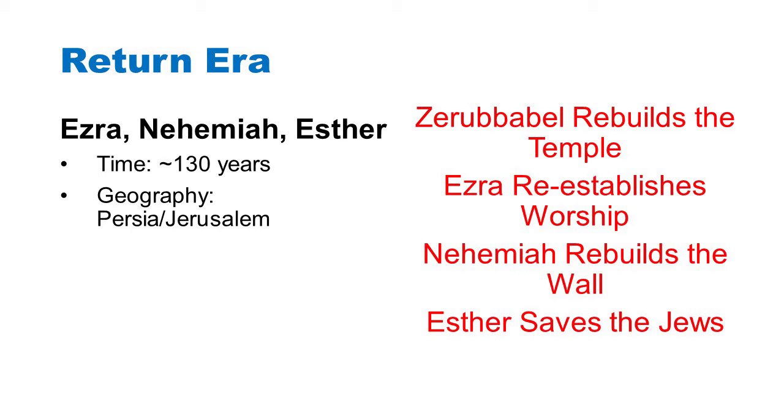Of course, Nehemiah leads a group of people back, quite a while after Zerubbabel, to rebuild the wall. The city of Jerusalem is being rebuilt, the temple's rebuilt, but the walls are in ruins, which exposes them to danger. And so Nehemiah goes back to help rebuild the walls.